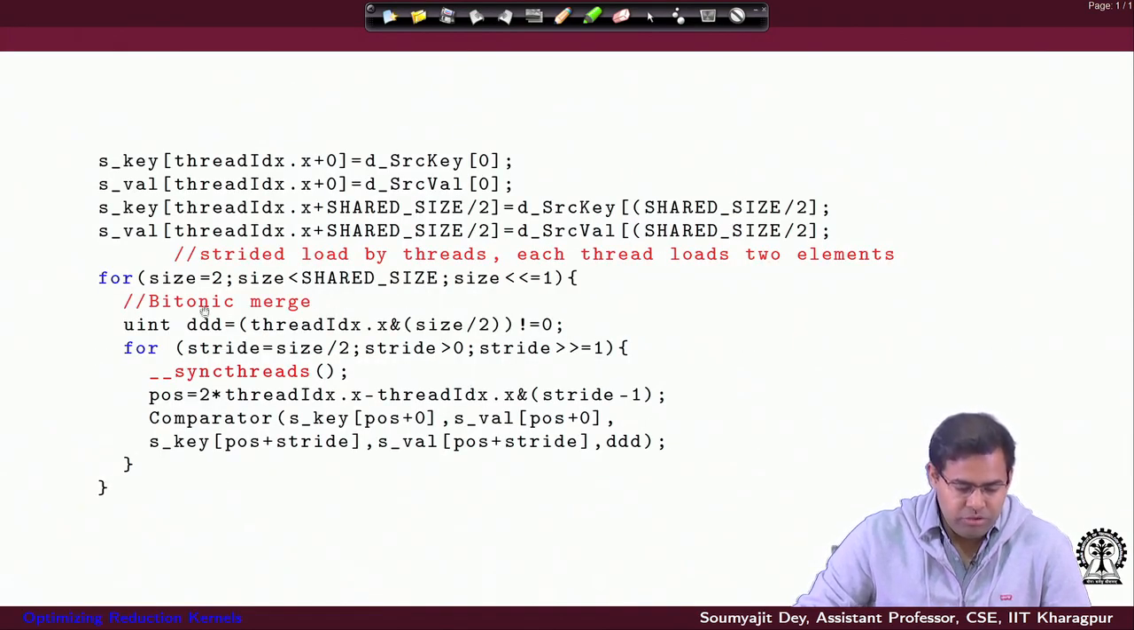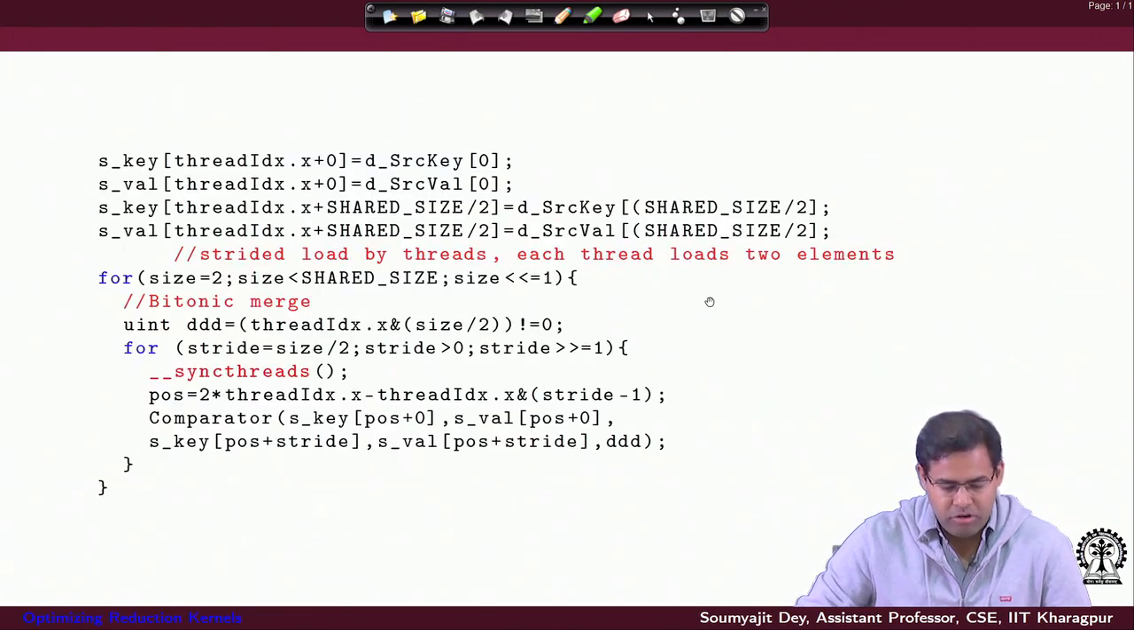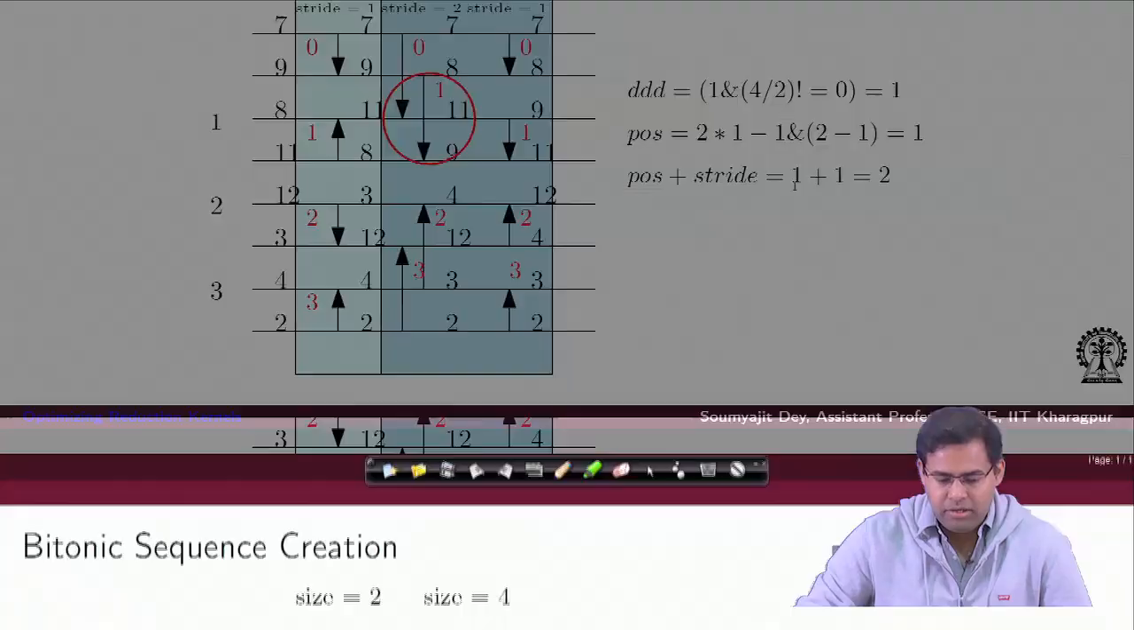Now, if you look into the code, we also had these variables ddd and position, which were trying to compute the direction of the comparison and the position at which the comparison would happen. Just to check that they are really doing their job, let us take an example for the thread with ID 1 in the size equal to 4, stride equal to 2 case. You can see that this is how the direction is being computed as downwards, using that bitwise AND operation. And similarly, you can also compute the position and position plus stride locations here. So, just have a look. This is an example we have tried to mark out for you.